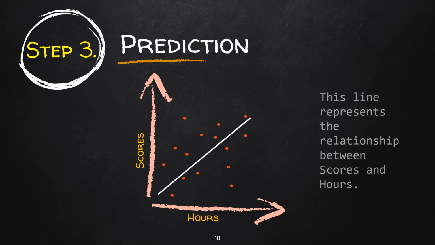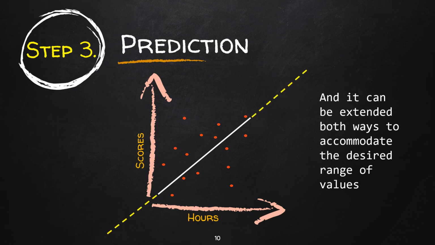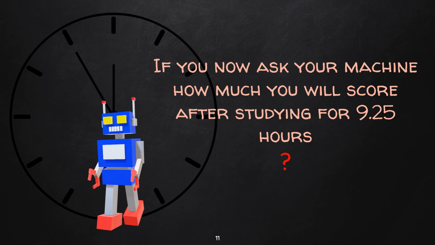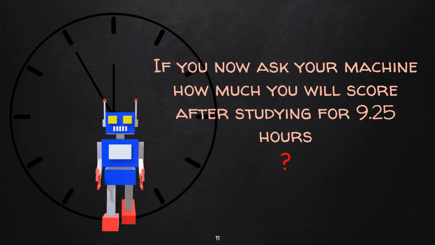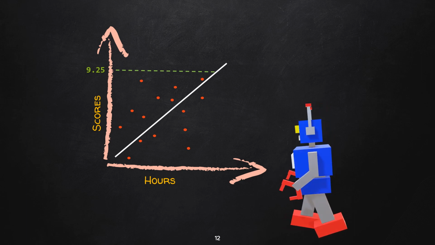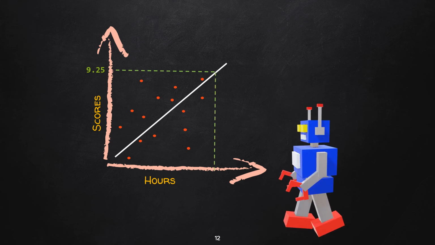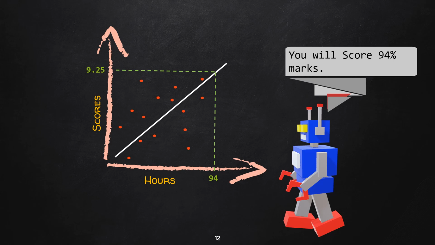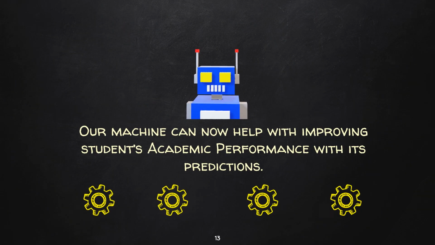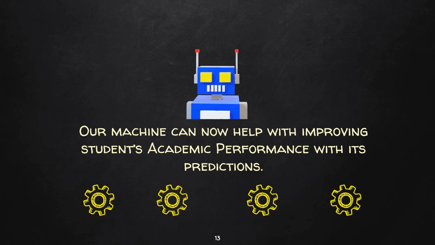This line represents the relationship between scores and hours, and it can be extended both ways to accommodate the desired range of values. If you now ask your machine how much you will score after studying for 9.25 hours, you will score 94% marks. Our machine can now help with improving students' academic performance with its predictions.